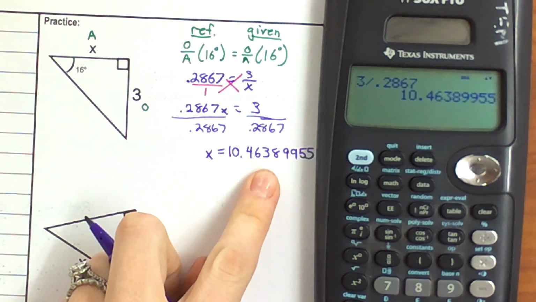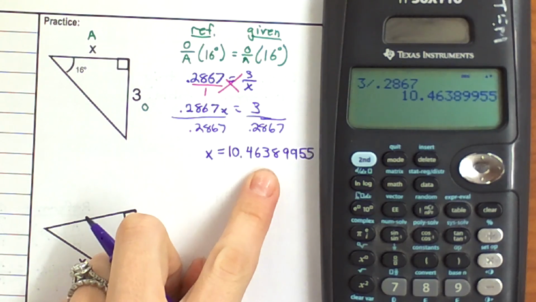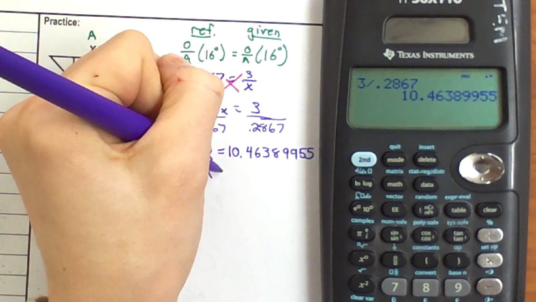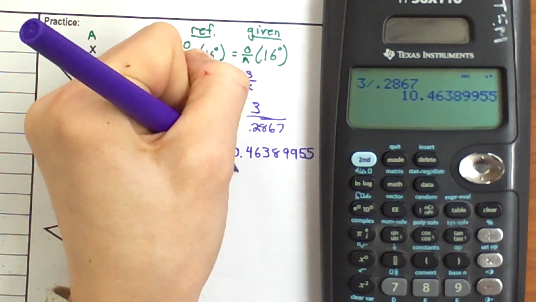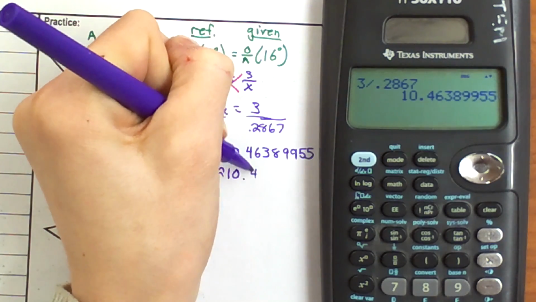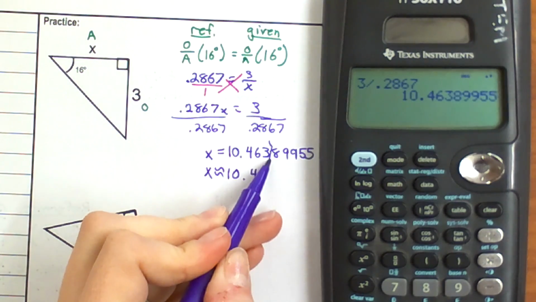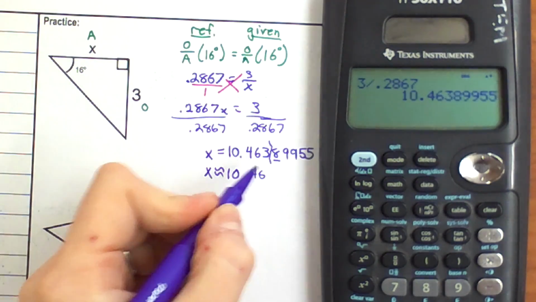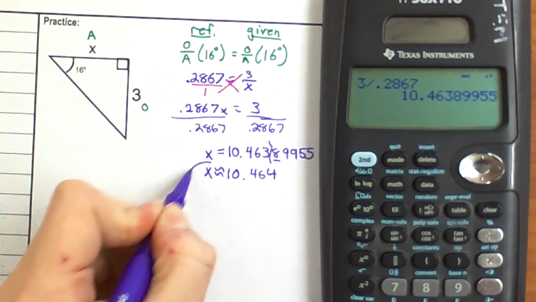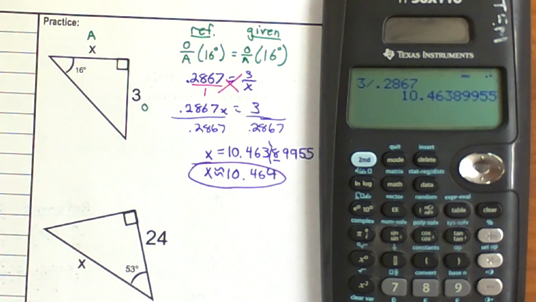10.4638995. Okay, you don't need to write down that long number, just go ahead and round it to 3 decimal points. So 10.464, and we are going up. So 10.464 is the correct answer I'm looking for.